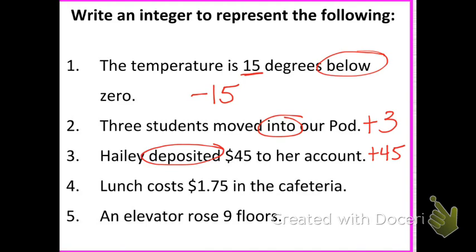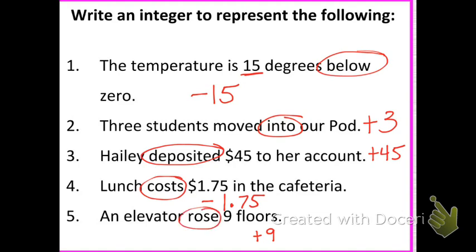Lunch costs $1.75 in the cafeteria. I don't think that's a true statement, but lunch costs $1.75 in the cafeteria. Is that positive or negative? Negative because of what word? Costs. So it's negative 175. Negative 175. Okay? An elevator rose 9 floors. What is it, positive or negative? Positive. How many? 9. And what's the key word?